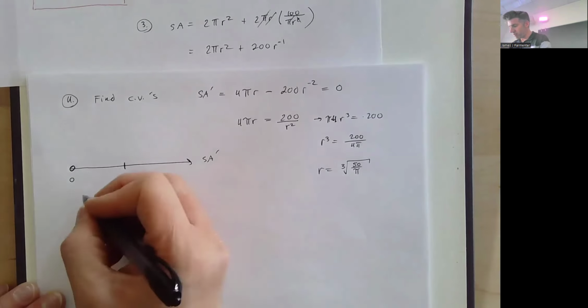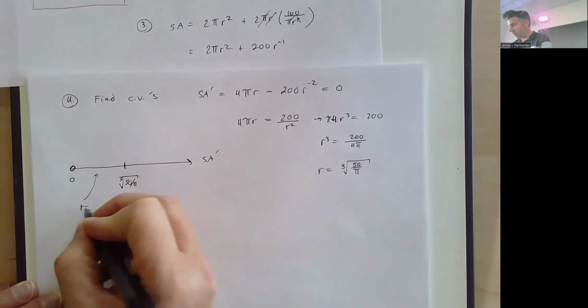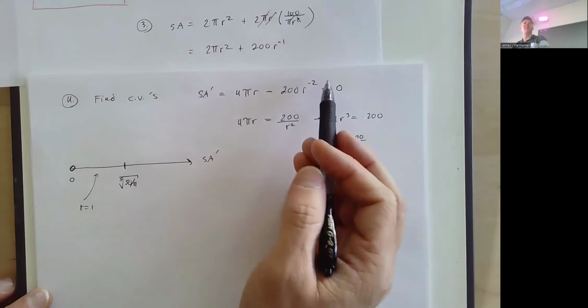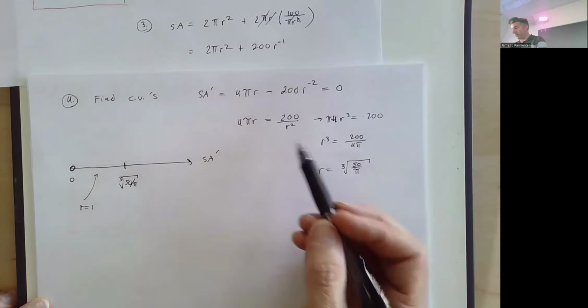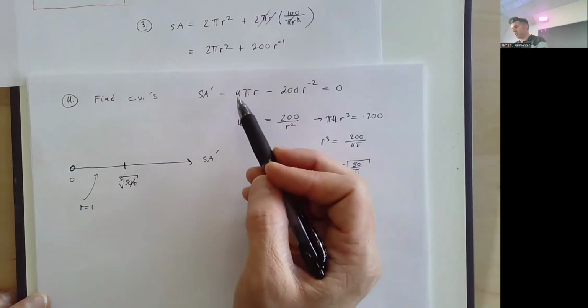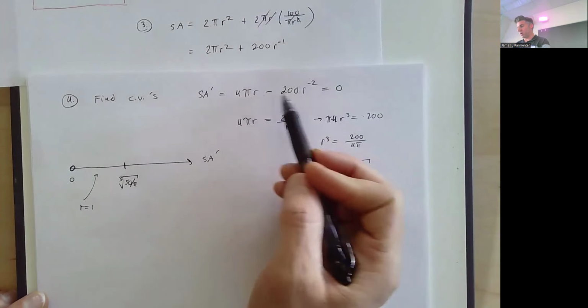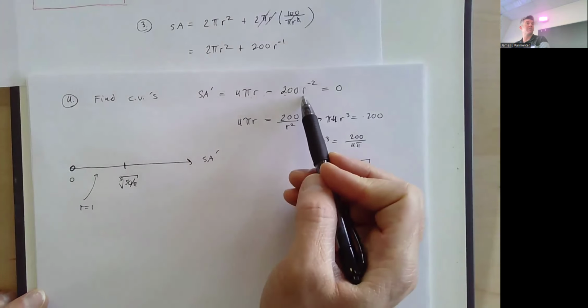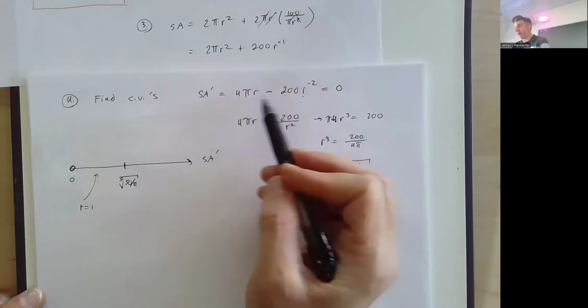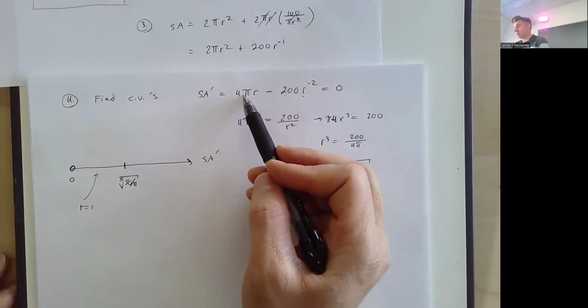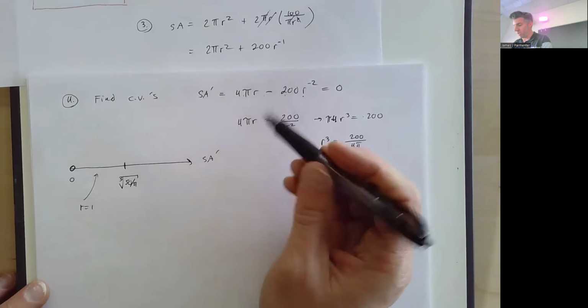So pick 1, and you plug r equal to 1 back into your first derivative. This is why you don't want to do what I did over here. We have to plug it in here. That's going to be 4 times pi times 1 minus 200 times 1. That's for sure going to be negative. 4 pi is like 12-ish. Minus 200 is for sure a negative number.